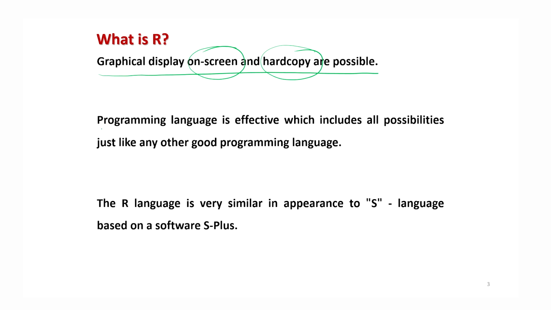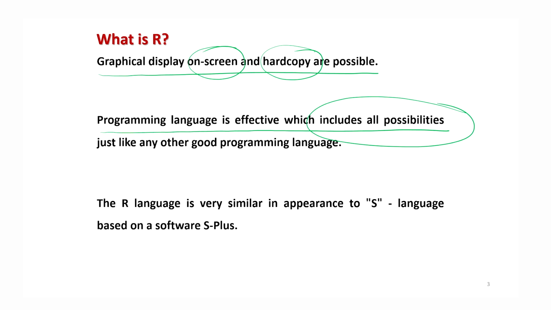Any software has also a programming language. So R also has a programming language, which is quite good, quite effective, and it has several advantages over other types of languages, and it includes all sorts of possibilities. Whatever you can do with any other programming language, the same thing can be done in the R language also.